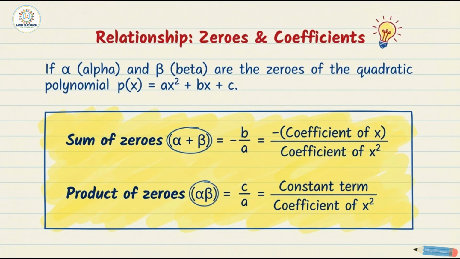Relationship of zeros and coefficients. If alpha and beta are the zeros of the quadratic polynomial p of x equals ax square plus bx plus c, then the sum of zeros, alpha plus beta, equals minus b by a. That means minus the coefficient of x divided by the coefficient of x square. The product of zeros, alpha beta, equals c by a, that is the constant term divided by the coefficient of x square.